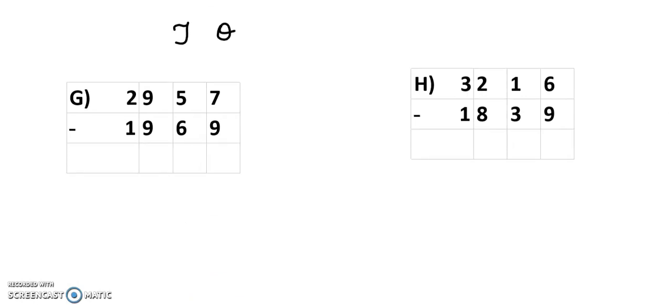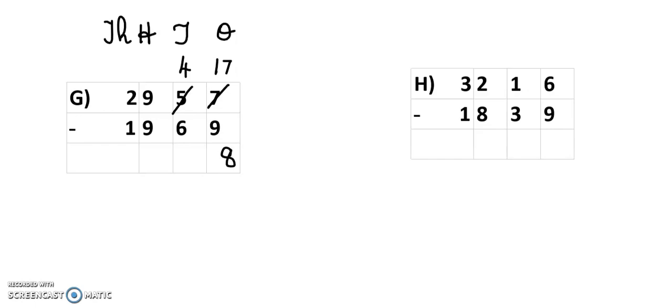Next one, write the place values of the number: ones, tens, hundreds, next thousands. So 7 minus 9. Can we subtract? No, because 7 is the smaller number. So we have to borrow from the tens place. So 5 becomes 4. 7 becomes 17. So 17 minus 9. 9 after: 10, 11, 12, 13, 14, 15, 16, 17. So 8 is the answer.